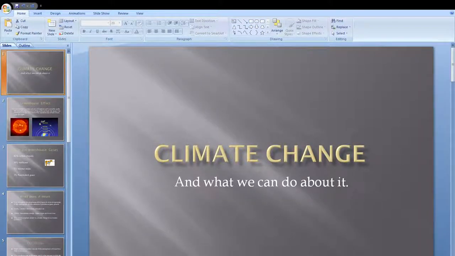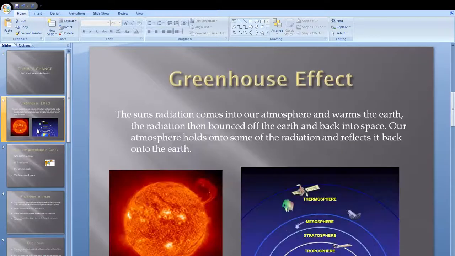For my Oxygen application, I will be talking about climate change and what we can do about it. The greenhouse effect. The sun's radiation comes into our atmosphere and warms the Earth. The radiation then bounces off the Earth back into space. Our atmosphere tends to hold on to some of the radiation and reflects it back onto the Earth. This is the greenhouse effect.